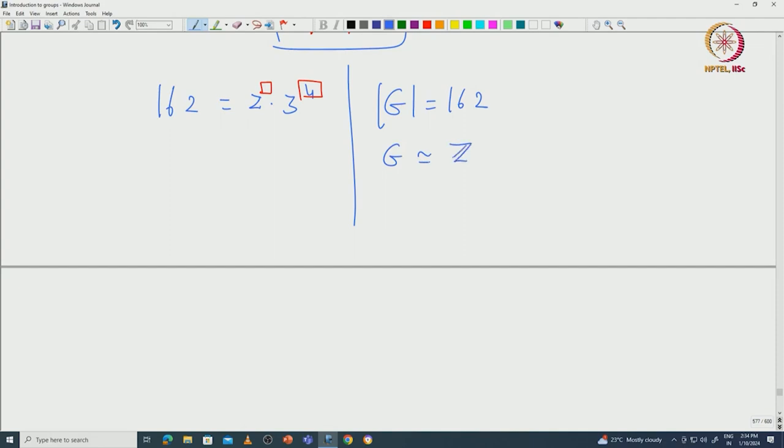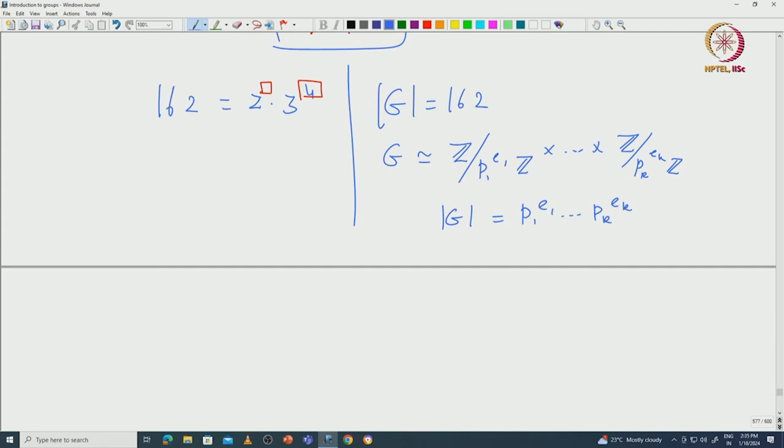a direct product of prime powers, Z/p1^e1 Z cross etc. cross Z/pk^ek Z. So if you write G equal to this, Z modulo p1^e1 Z cross etc. Z modulo pk^ek Z, then if you think about it, the cardinality of G is going to be p1^e1 times etc. pk^ek.